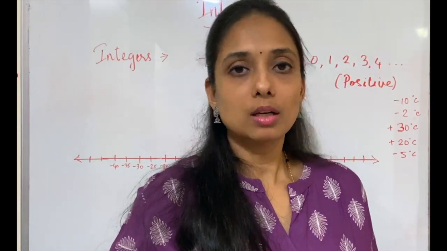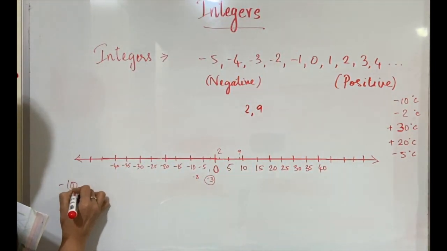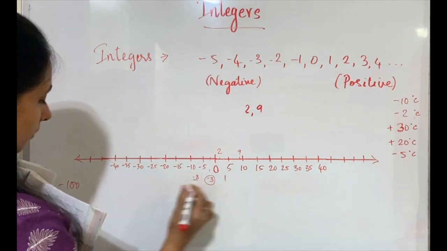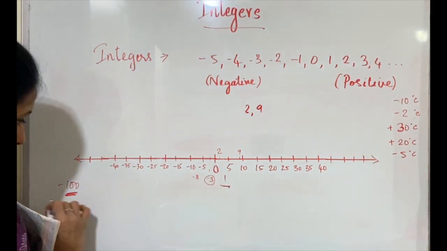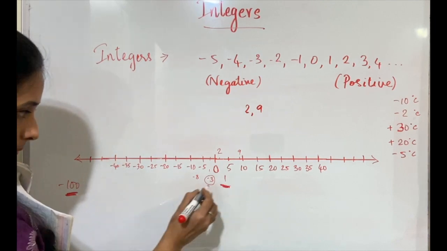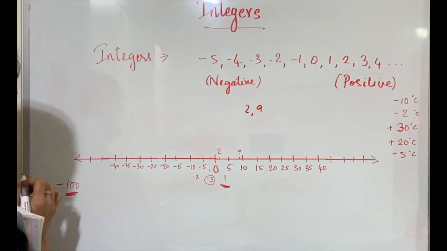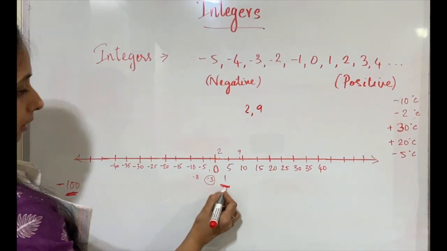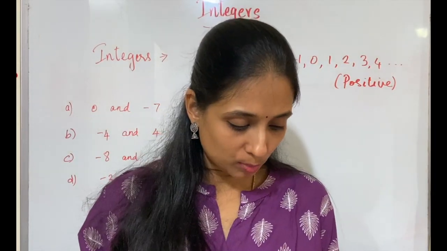Then 1 and -100. 1 is on the right side of -100. -100 is somewhere here. 1 is here. Okay, which is on the right side? 1. So which is greater? This is 100, this is 1, but you are saying 1 is greater? No, because this is not 100, this is -100. Comparing -100 and 1, always 1 is greater. Okay, let's do the seventh problem.